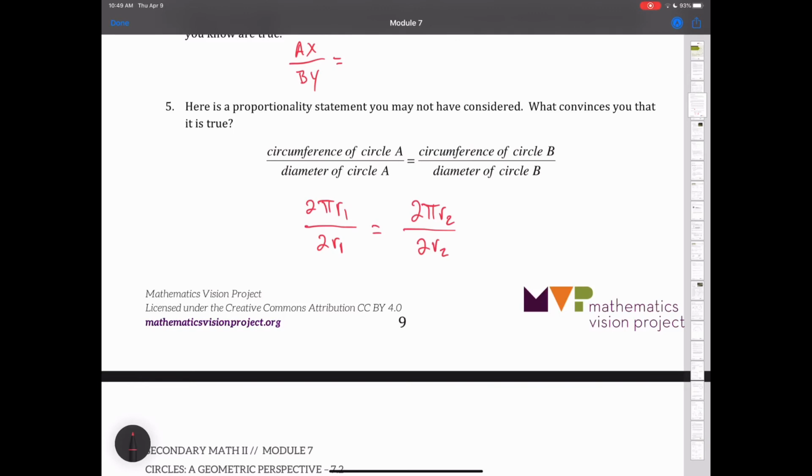All right, so now what we need to do is ask, how do we know that these are equal to one another? Well, if I do some simplification, 2 divided by 2 is just 1, so they cancel off. R1 divided by R1 is also just 1, they cancel off. Same thing on the right side, and I get pi equals pi. So I know that this statement is true, meaning this statement is true, and finally that statement is true.